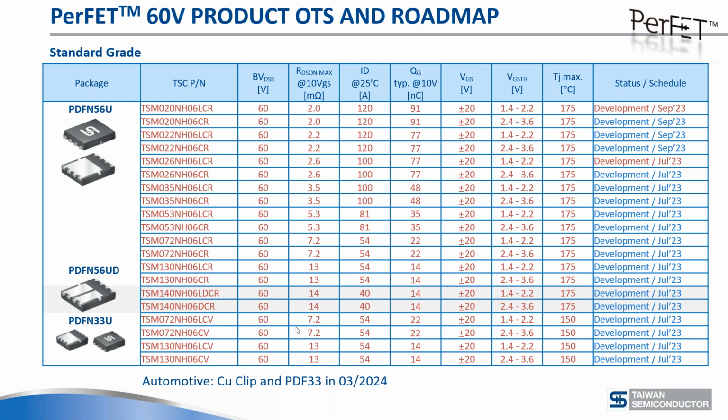Again, the copper clip and PDFN package are slightly delayed. That should be reading July 23, and not, oh sorry, the automotive versions. These dates are of course correct here. The automotive versions are again the same as the 40-volt versions, with the PDFN being delayed to next year.